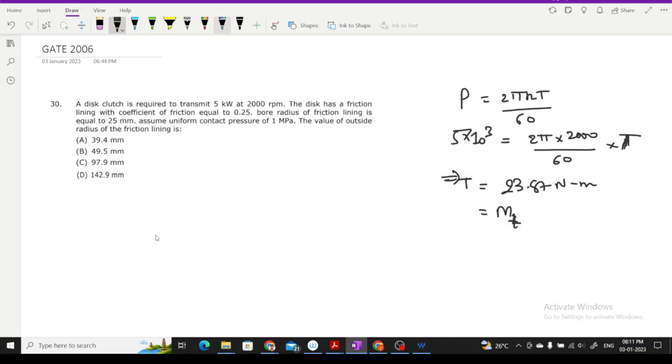So now once you have MT with you, you can write this MT in terms of that axial force, right? So what is that equation in case of this uniform contact, uniform contact pressure? So what will be MT in case of uniform contact pressure?